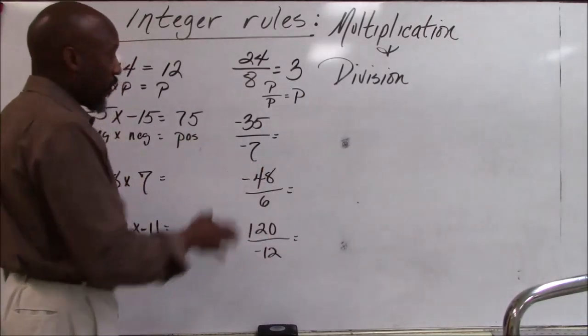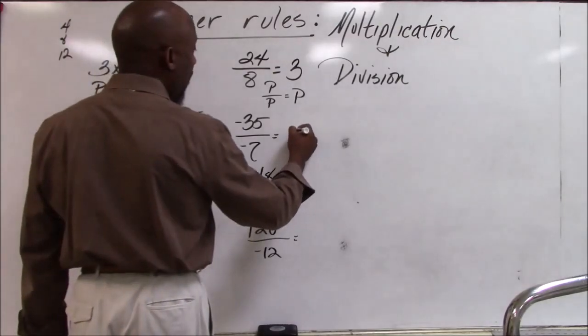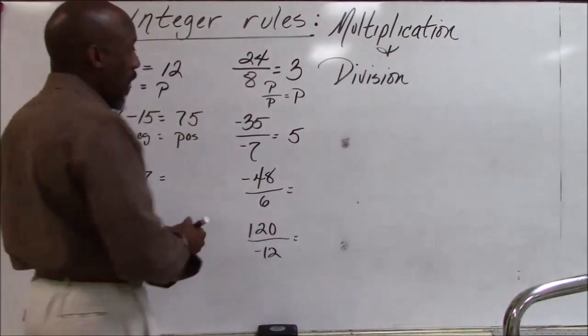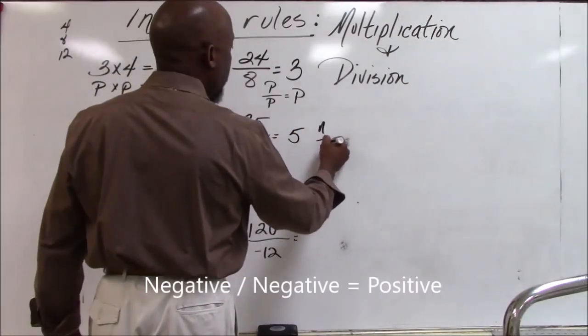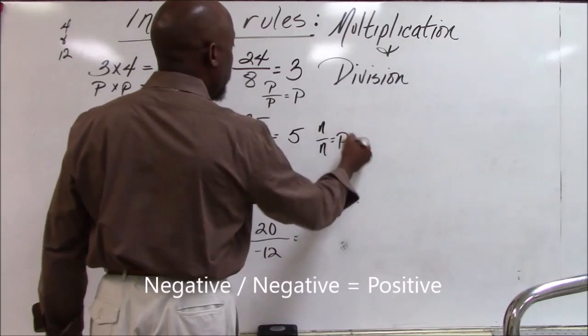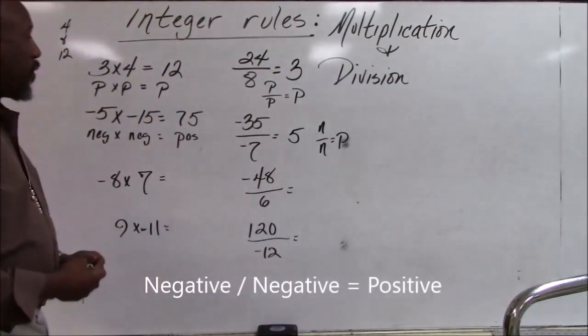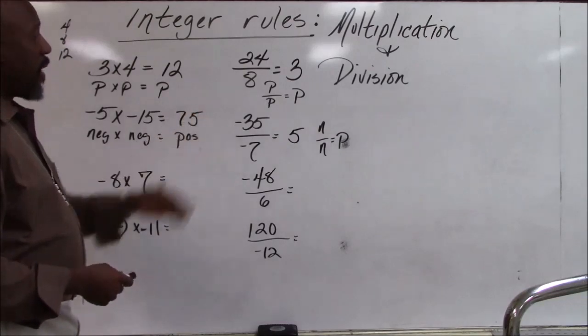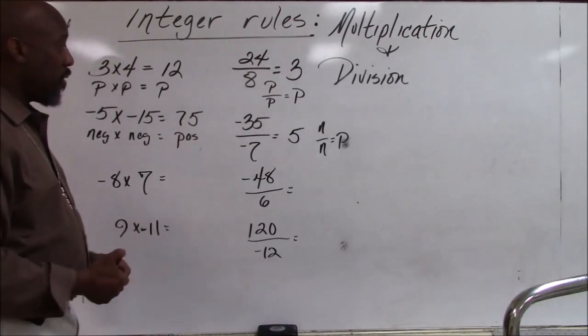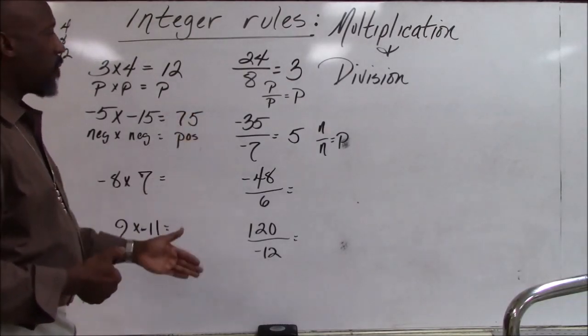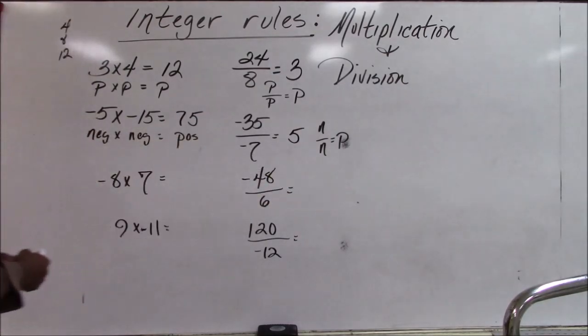I'm going to do the math. 35 divided by 7 is 5, and then I'm going to figure out the rule. I have a negative divided by a negative, and the answer is positive. If I have two negatives in my division problem, or an even number of negative integers in my division problem, the answer is going to be positive.